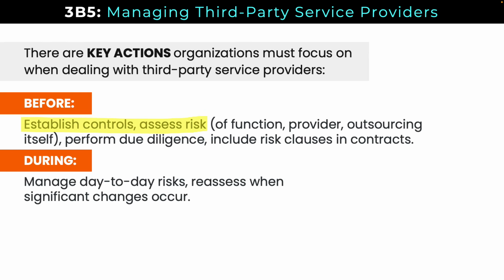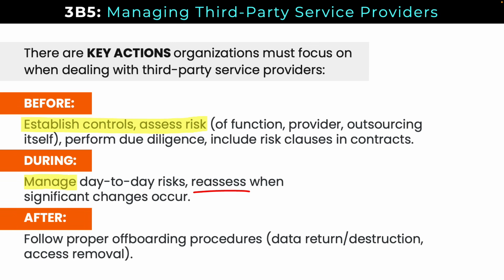So during the process, during that relationship, we're going to manage our day-to-day risks and reassess the situation anytime significant changes occur. So if we have a change in the process, we may need to reassess the security controls around that relationship and the levels of access. And when the relationship comes to a natural conclusion, we need to make sure we follow a proper offboarding procedure, which would include returning any equipment or data destruction, and then, of course, timely removal of their access.